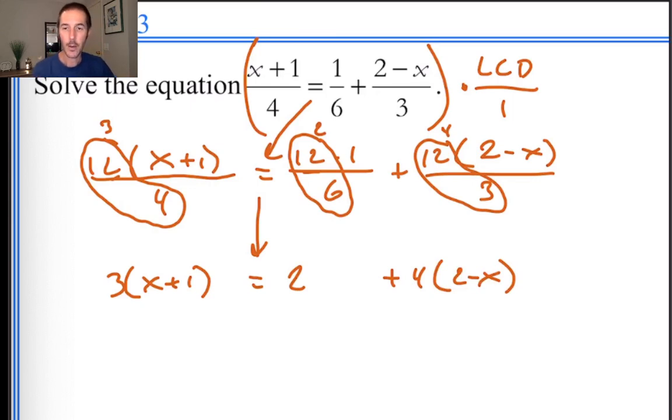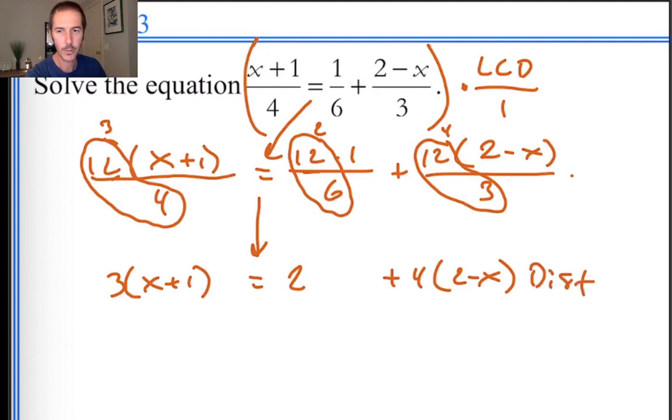Great news, we now have an equation that doesn't have any fractions in it. No more denominators. This equation I think I can work with. So what are we going to do next? And if you want to put a little note here that says that we simplified or reduced or something like that, you're welcome to do that. The next thing I'm going to do is distribute.